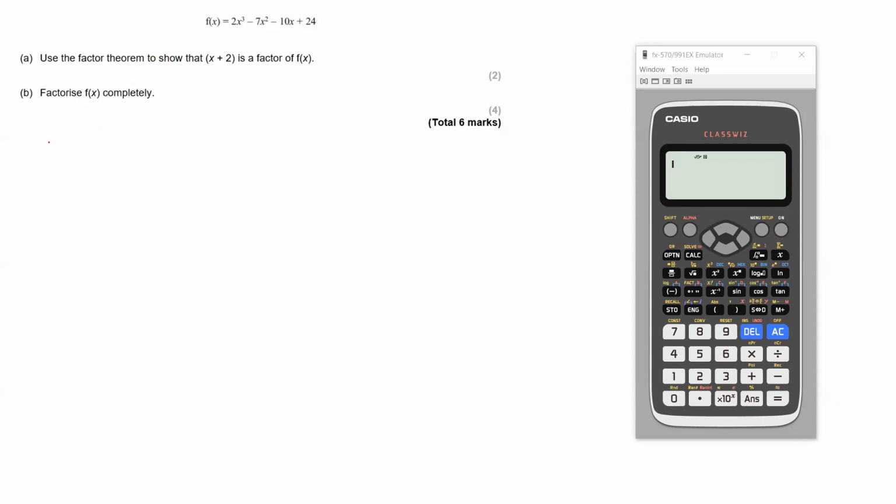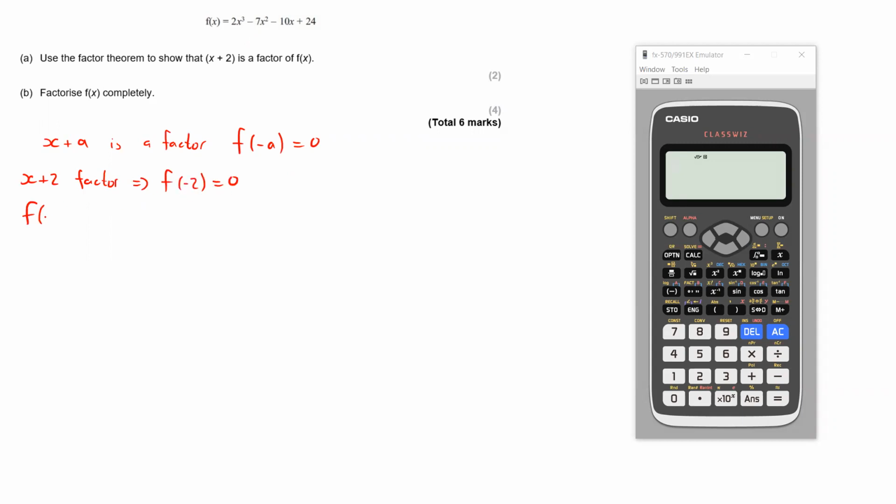So if x plus a is a factor, that means that f of minus a equals 0. So I'm going to use that fact here. I wouldn't write this out. I'd simply just put x plus 2 factor implies f of minus 2 equals 0. So I'm just going to show that.